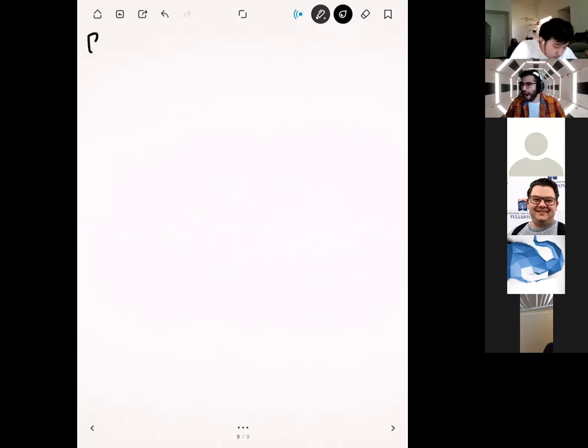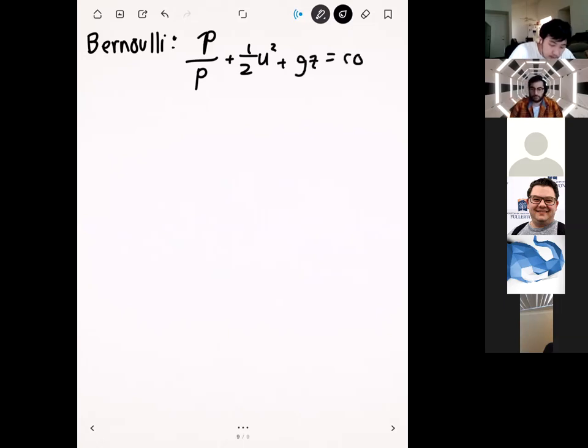So remember, our Bernoulli equation is given by this right here: P divided by rho, plus 1/2 u squared, plus gz has to be constant. And if this quantity has to be constant, what we can do is compute Bernoulli at point 1, and then compute Bernoulli at point 2, and these two have to be the same.